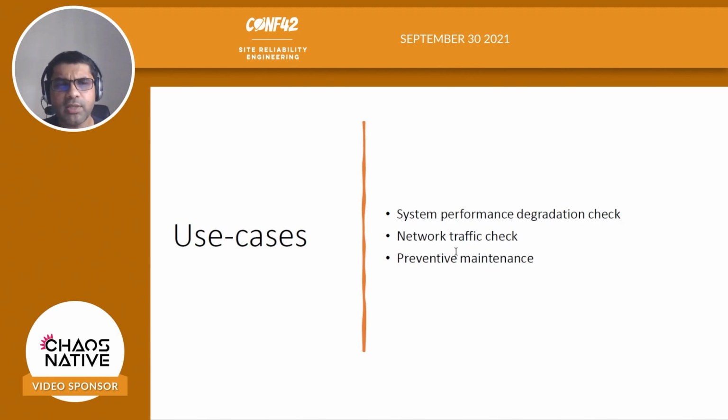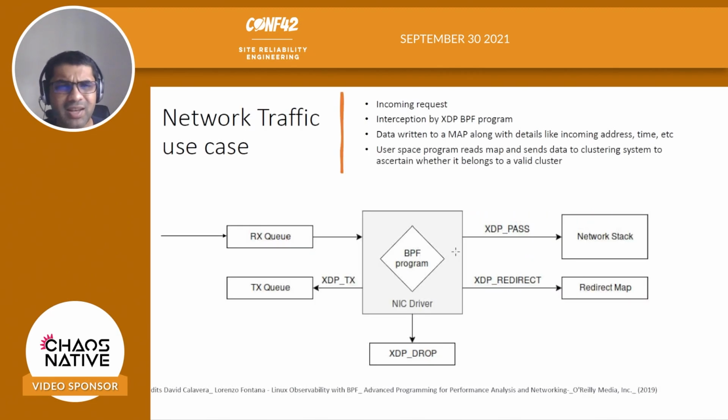Now we look at one use case in particular. Let's take a network traffic use case. Like I said earlier, we have XDP. XDP is nothing but express data path. Express data path is the earliest point in the system at which an interception of a network packet can happen. So even before the socket buffer, even before SKB, you have XDP. So XDP is the earliest.